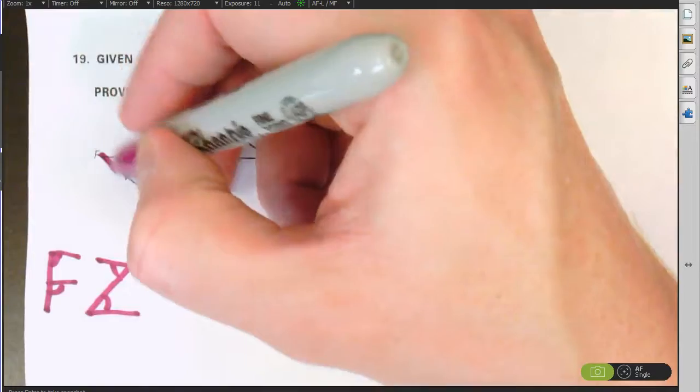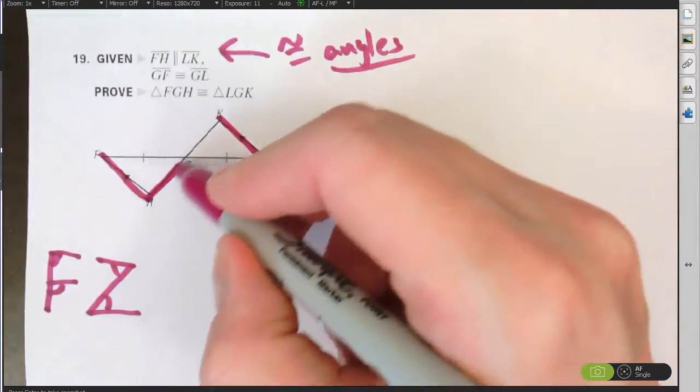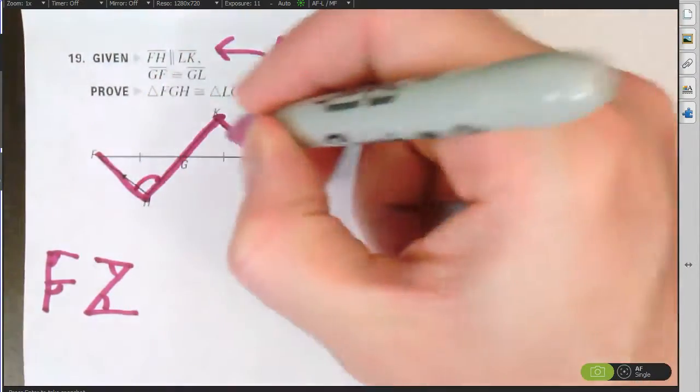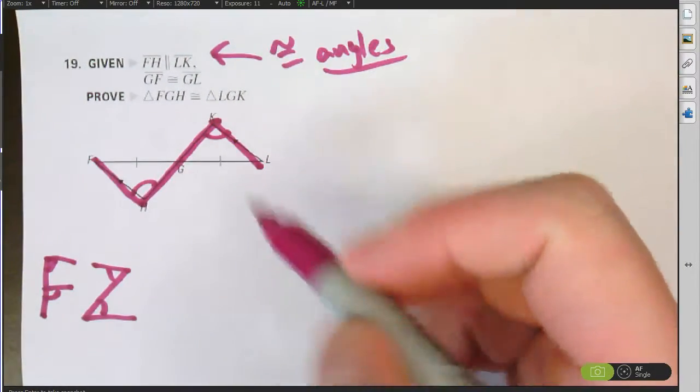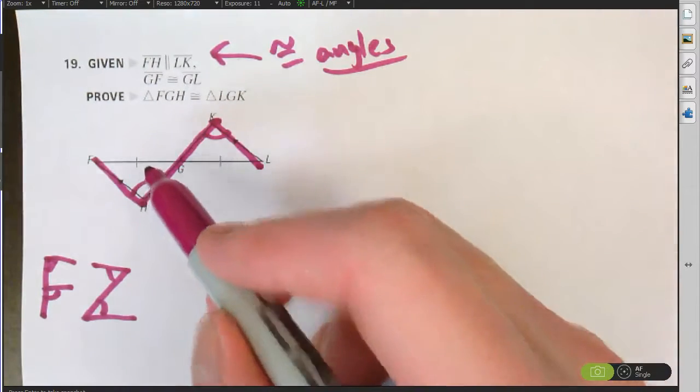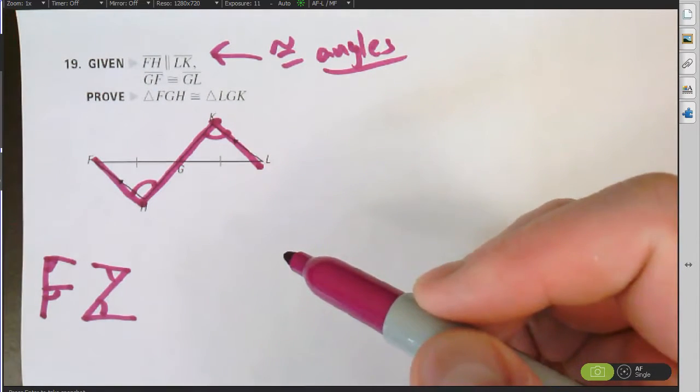Which, if you look at this drawing, here's the line, here's the line. If this is the transversal, guess what? Here's your Z shape, there's your pair of angles. So angle H is congruent to angle K. Now that gets us one pair of angles and they gave us a pair of sides to begin with. The question is, do we have another pair of angles, another pair of sides?